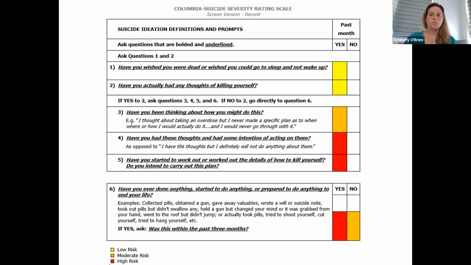So this might feel a little more relatable. You start by asking the first question, which is, have you ever wished you were dead or wished you could go to sleep and not wake up? You want to make sure they're answering for the past month, and if they answer yes, then you always ask question 2, regardless if they say yes or no. Then you want to move on to question 2, which is asking more directly, have you actually had any thoughts of killing yourself? And you want to make sure you're using the words killing yourself. You don't want to say hurting yourself, because that means something different.